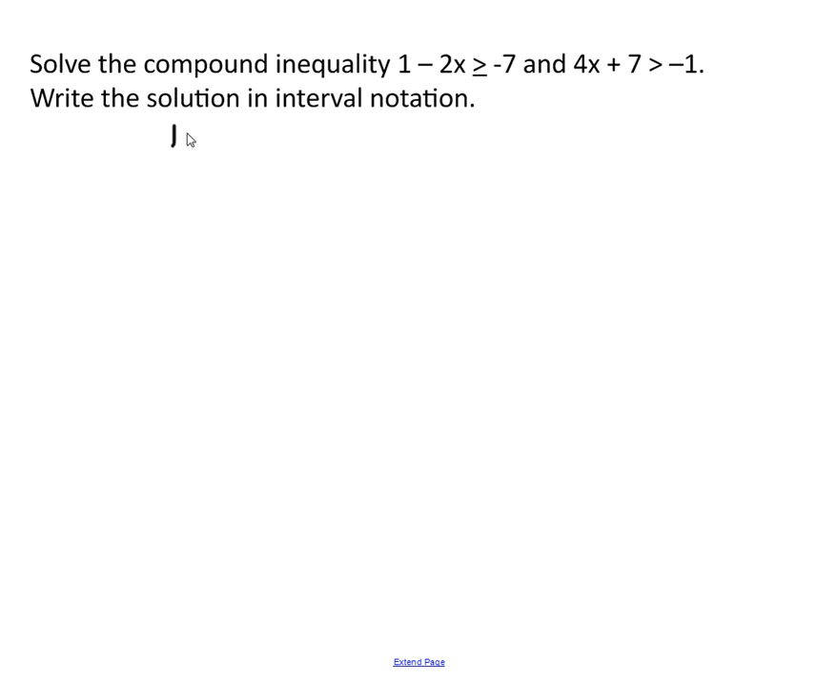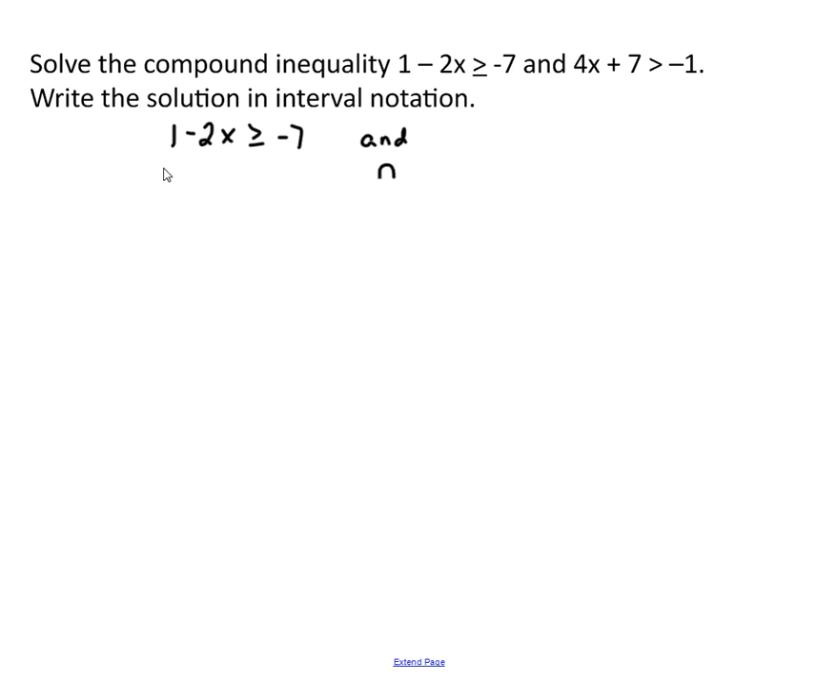Here we go. 1 minus 2x is greater than or equal to negative 7. And what we want to do is solve this inequality first. So we're just going to take each one of these at a time, and we'll apply the word "and" here in a minute. But remember, the "and" word is the equivalent of using an intersection when it comes to sets. So bear with me as we go through this.